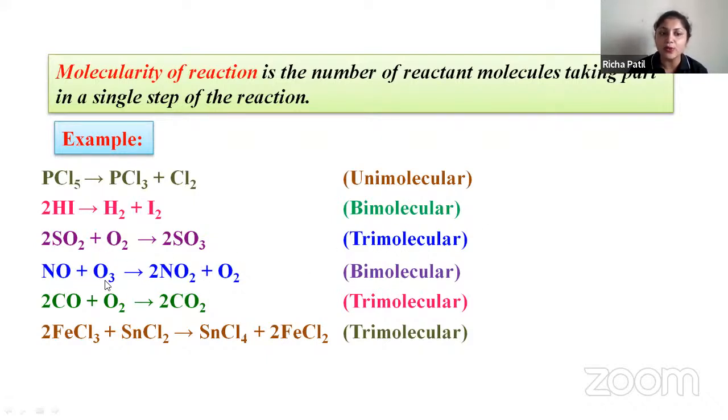Then the next example, NO plus O3. So this is bimolecular. NO is 1 molecule, O3, ozone, is 1 molecule. So it is bimolecular. Then 2 carbon monoxide plus O2. So this is trimolecular, 2 molecules of CO plus 1 molecule of O2, right? So it is trimolecular. Okay, then next is 2 FeCl3 plus SnCl2. This is trimolecular.